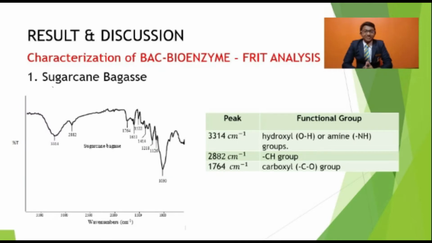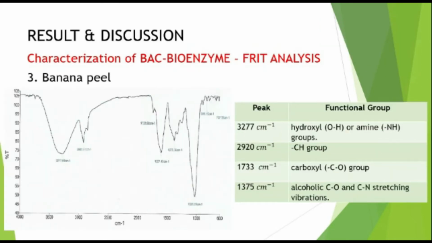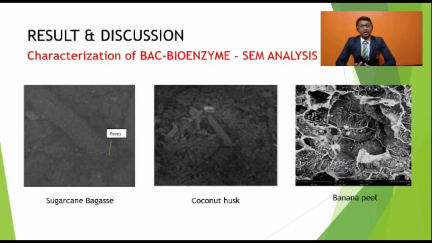Result and discussion. These are the results that we got from the FTIR analysis. Based on the FTIR result, we can see why banana peel BAC bioenzyme has more potential to absorb oil.